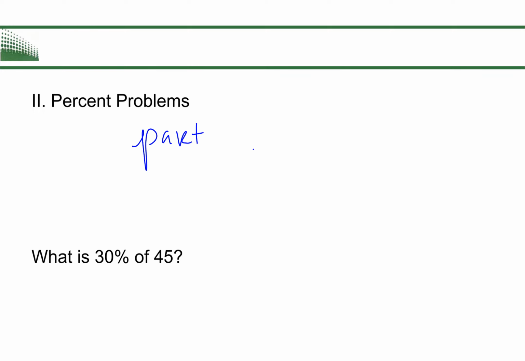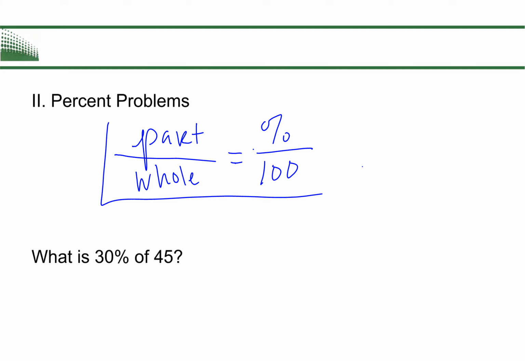We're going to talk about part over whole equal to percent over 100. So whenever you're working a percent problem, this is going to be our guide or formula, per se, that's going to help us to get there. So let's put this into action and work it out.